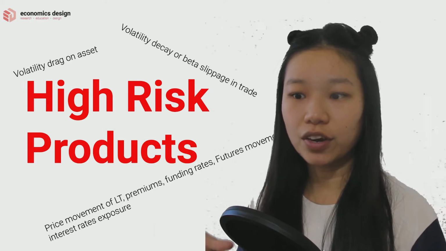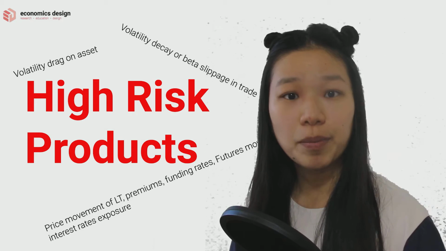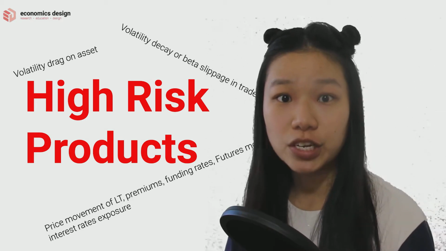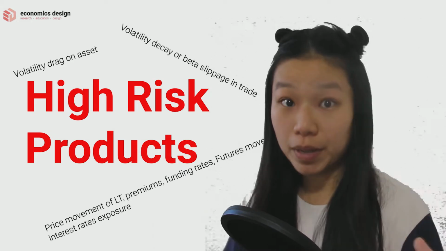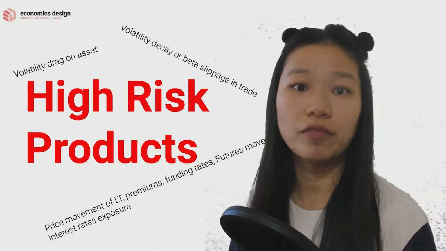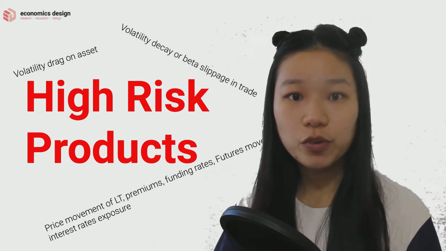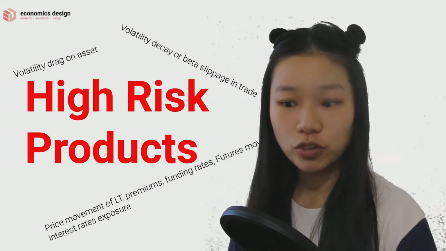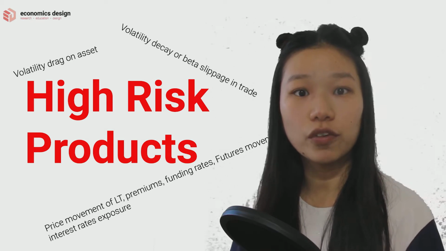Why? Because there are a lot of different things that will affect the pricing. It's not as simple as supply and demand in the secondary market giving it value, but there are a lot of other things embedded into the token. The cool thing about tokens is that they're programmable, but because they're programmable, there are a lot of other risks involved. In leverage tokens, we're talking about volatility drag, volatility decay or beta slippage. We're talking about price movements of the token, premiums, funding rates, the movements of the futures, or interest rate exposures. There are a lot of factors that will affect the pricing of this token.